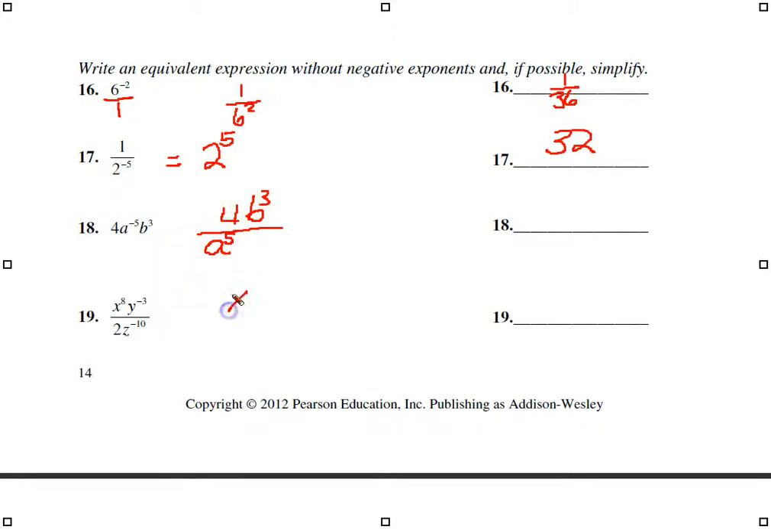Now here we have x to the 8th. That's good. The 2 stays down below. The y to the negative 3 goes down. We just change the sign. And c to the 10th goes up. And that's the answer. You can't simplify, you can't cancel. There's nothing to cancel.